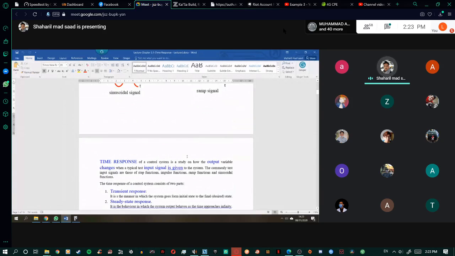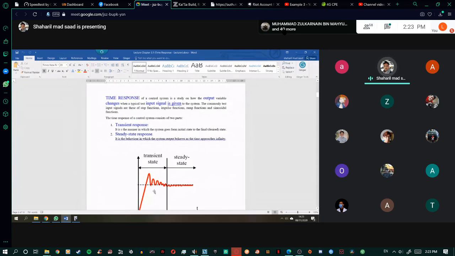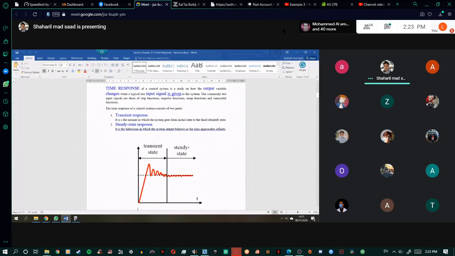In order to know the relationship between the output and input, we can analyze the time response. In this one we can draw the output and get this kind of graph. We can divide it into a transient state, the first state where the output behaves in a certain way, and after that we go to steady state. It's like when you set your air conditioning to, for example, 24 degrees.